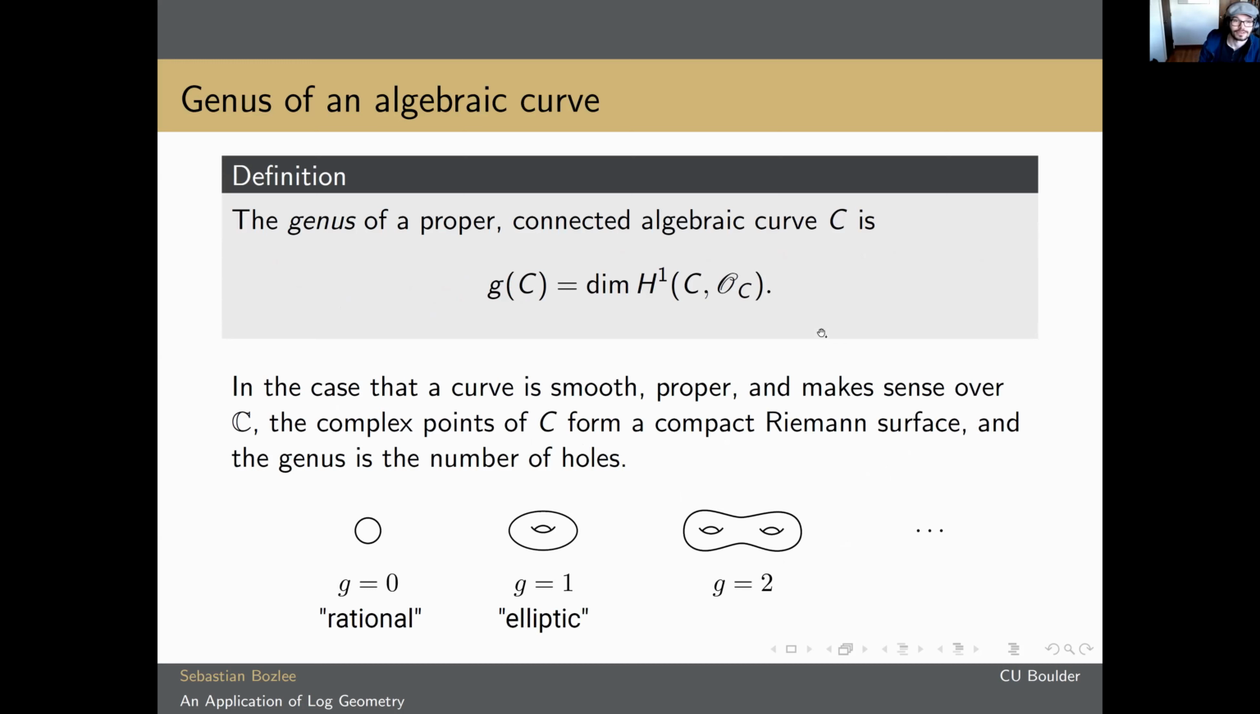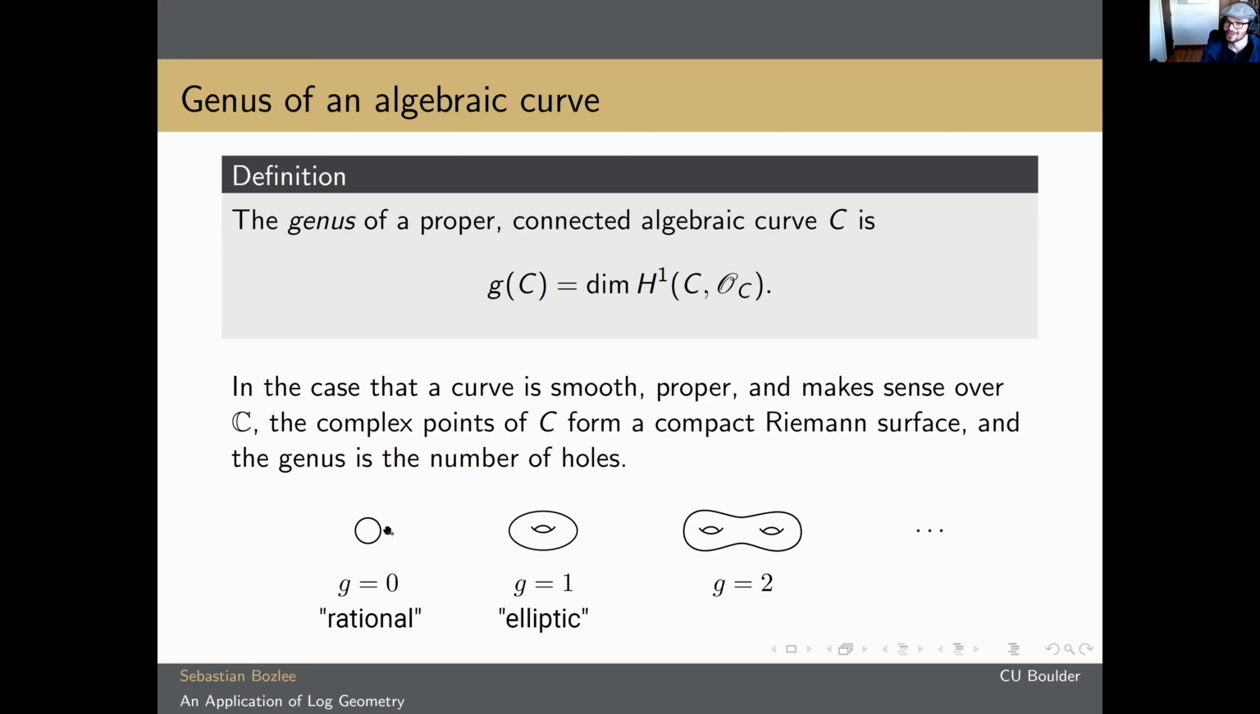There's another number that we associate to curves, which we call the genus. Here's the formal definition. You have a proper connected algebraic curve. It's the dimension of this cohomology group. Not expecting that to be familiar to folks who haven't been studying algebraic geometry. So a more down-to-earth way to think about it is if we have a curve that is smooth and proper, so nice in those two ways, and it makes sense over the complex numbers, then if we look at all the solutions in the complex numbers, that forms what we call a compact Riemann surface, which is the surface of a donut. The genus is the number of holes in that donut.